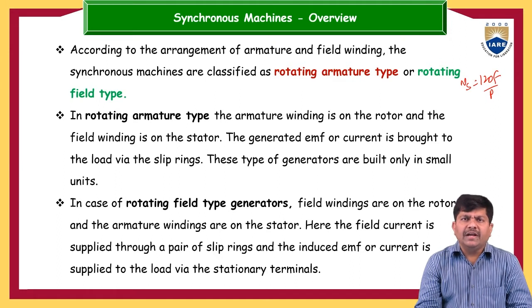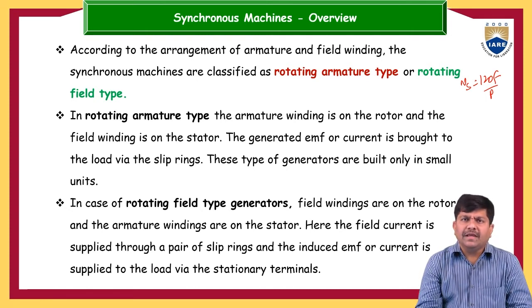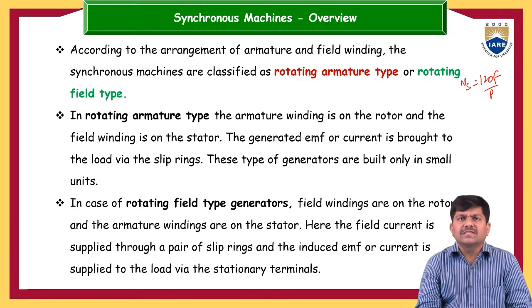In the standard nomenclature, the rotating rotor type is a preferable one. But for larger applications, it is better to maintain a stationary armature. That is the logic here. In the rotating armature type, the armature winding is on the rotor and the field winding is on the stator, as we have just discussed.